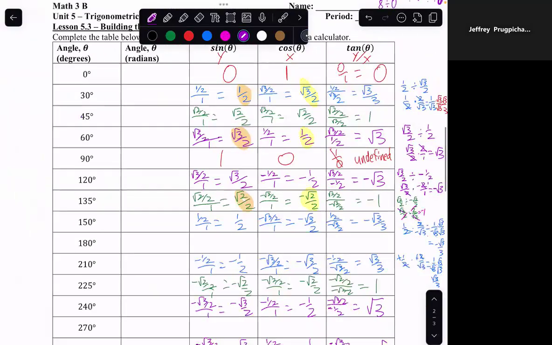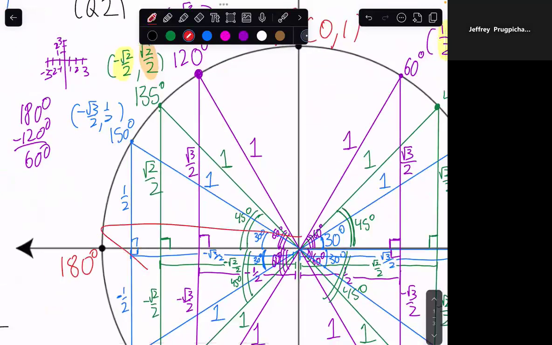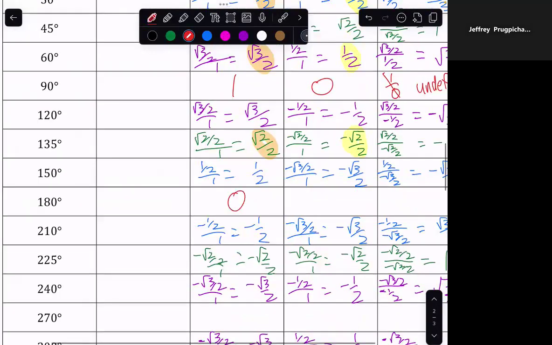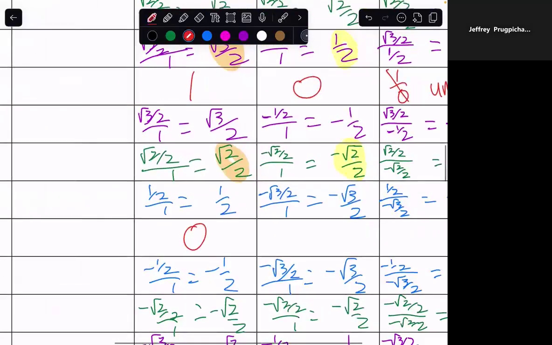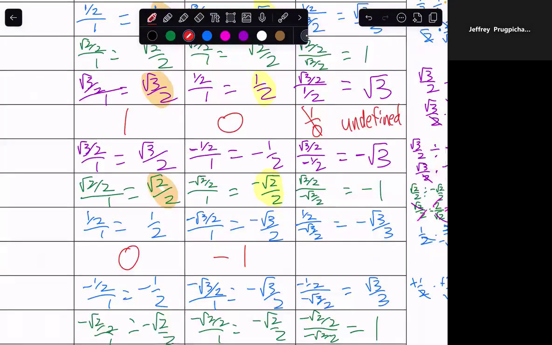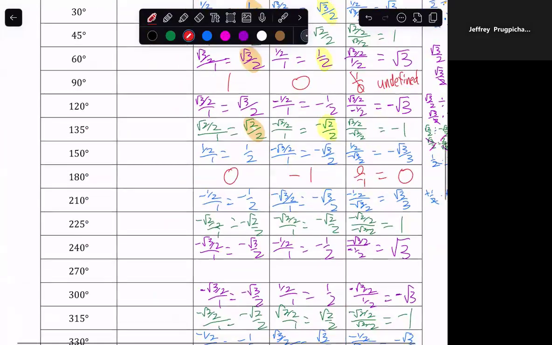Okay, let's finish up the rest. 180 degrees, that's directly to the left. So since it's in the negative x direction, the point is negative 1, 0. So sine, the y coordinate, is 0. Cosine, the x coordinate, is negative 1. And then tangent, y over x. So you can have 0 in the numerator, just not in the denominator. Okay, so 0, negative 1, 0.